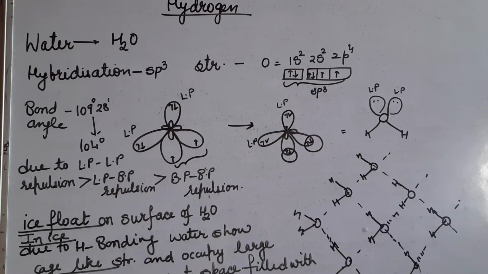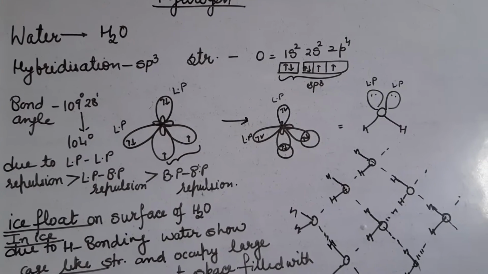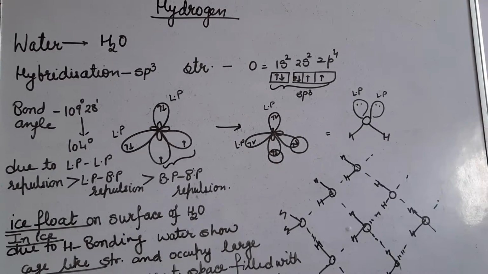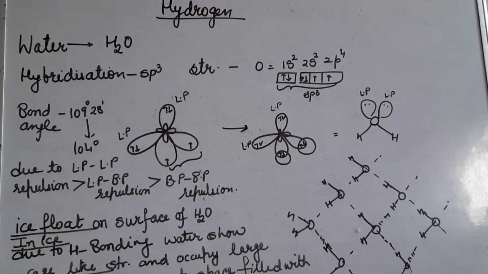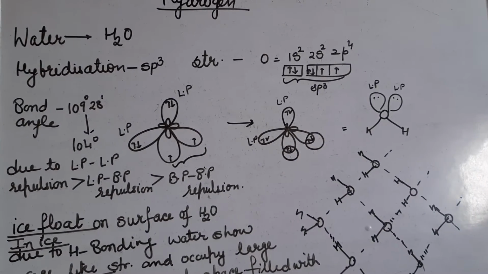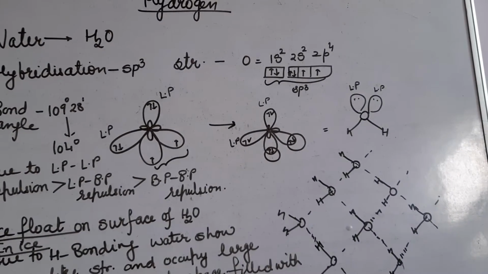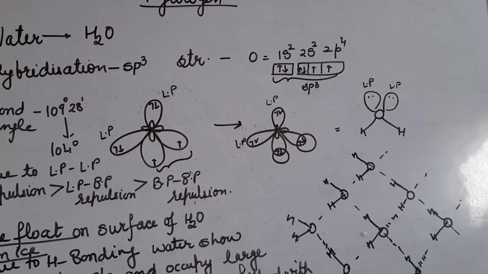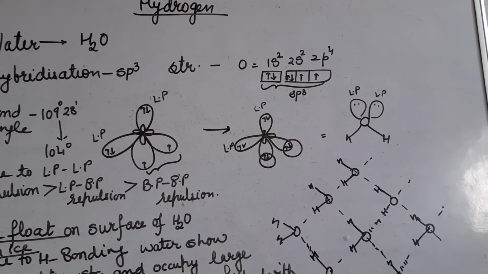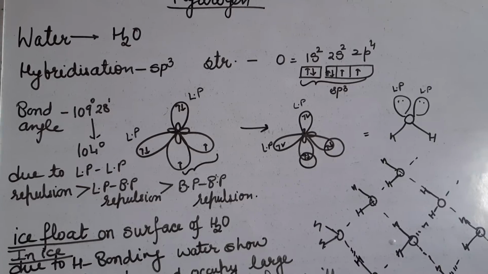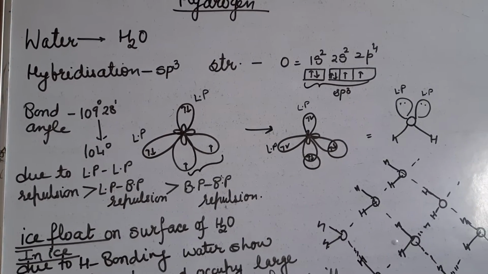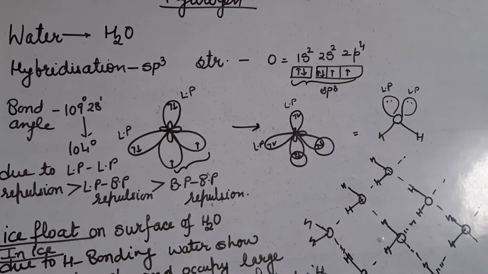From last week we were doing chapter 9, that is hydrogen. Today's hydrogen topic is water. First of all, what is the formula of water? H2O. It is essential for life.